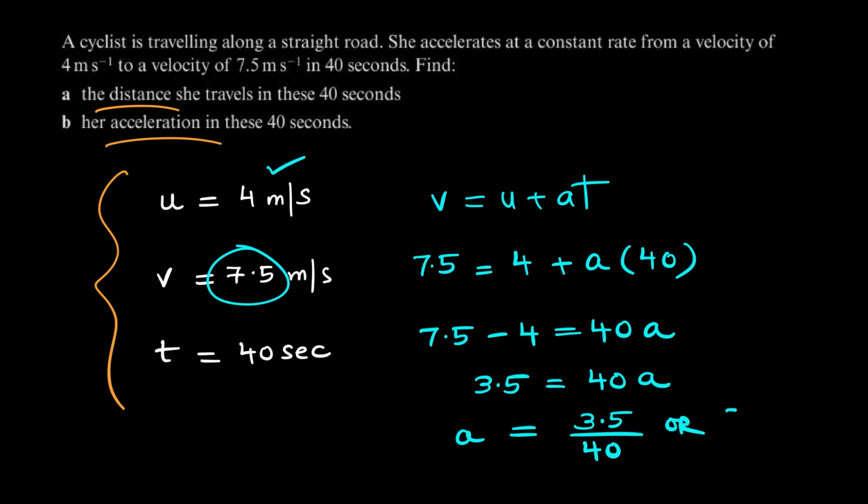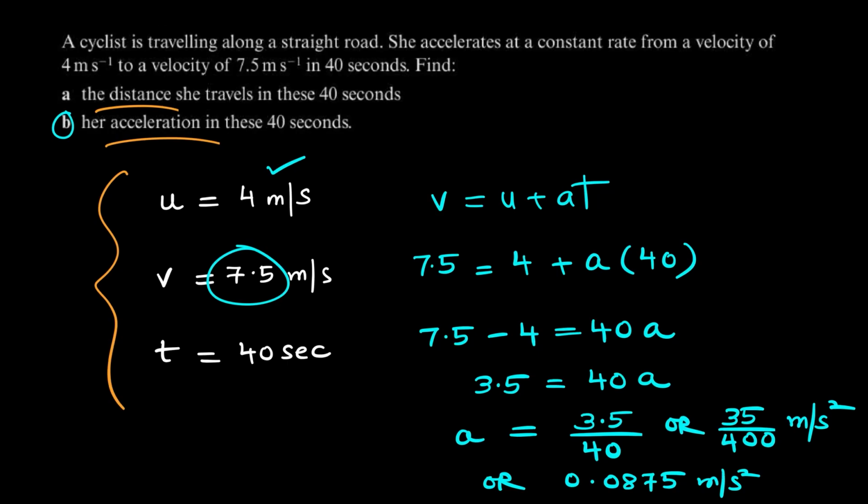We can write this as 35 over 400. Or if we use a calculator, we can write the answer as 0.0875 meters per second squared. Don't forget to write the units. So I have solved part B first, doesn't make a difference at all.